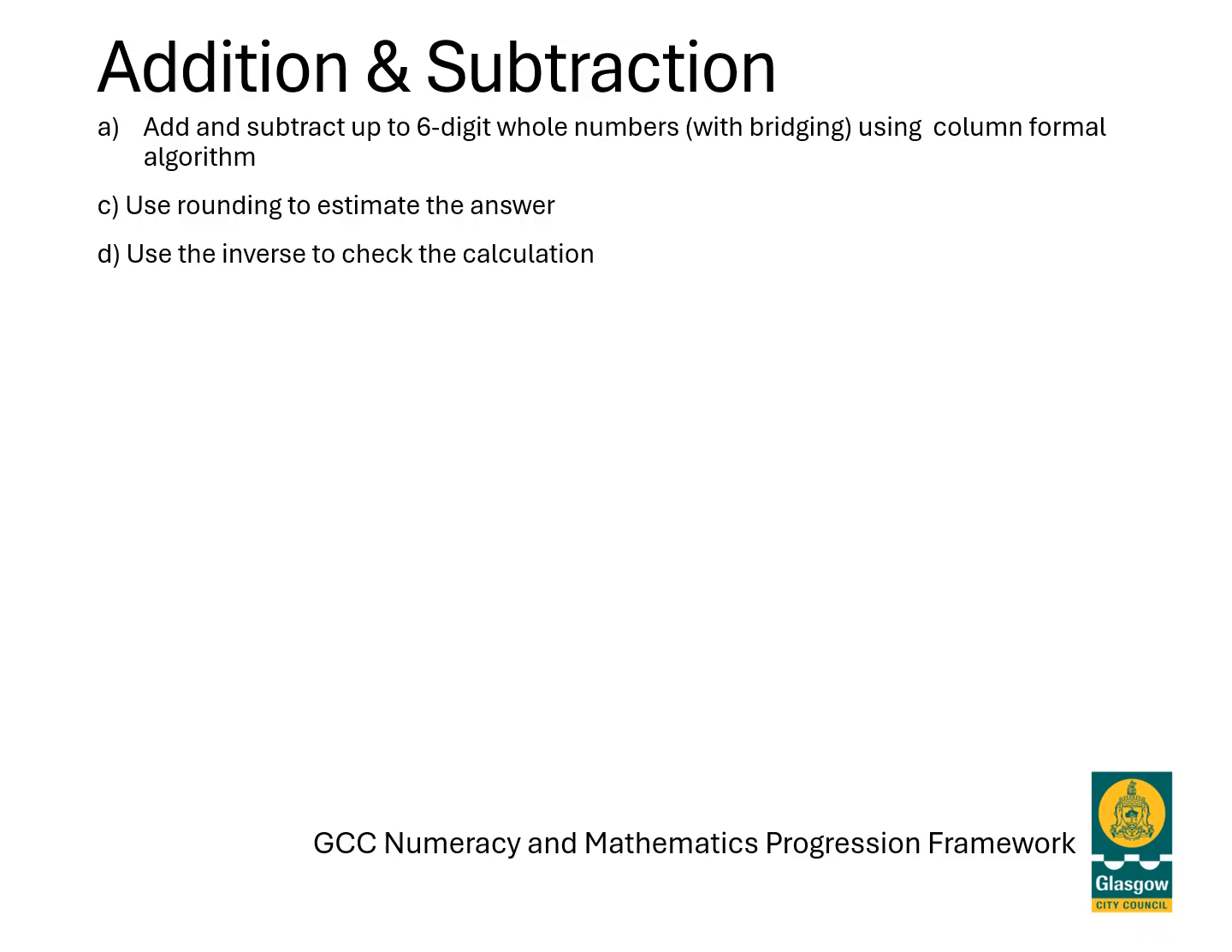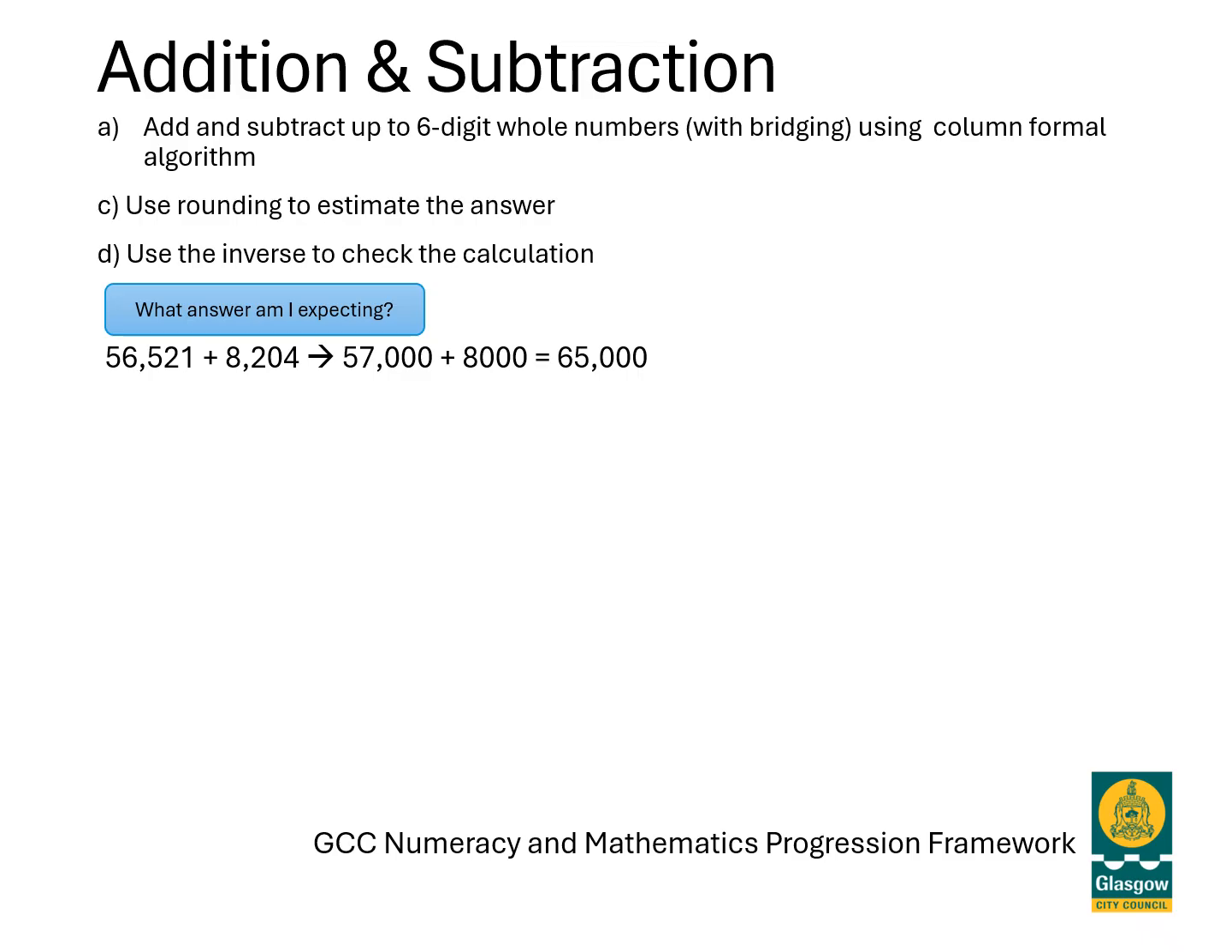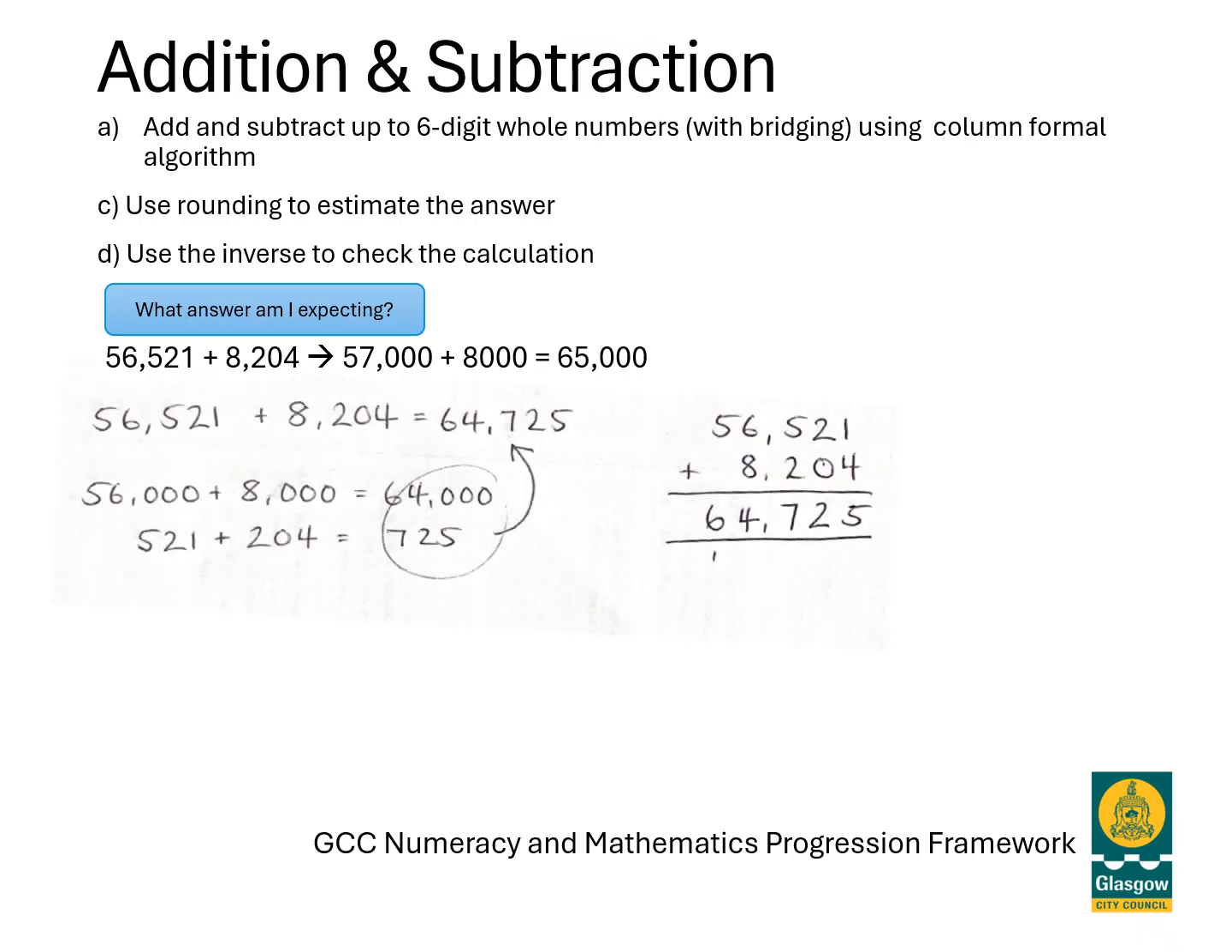So first of all, our basic skills in terms of addition and subtraction. What we want to embed in our calculation teaching is some of these skills around estimation and rounding. So it's a great discipline to have our pupils round first. So if they're going to have a go at 56,521 plus 8,204, it would be great if they can round that first and know that they're expecting 65,000. Then they can go on to working out the exact answer.